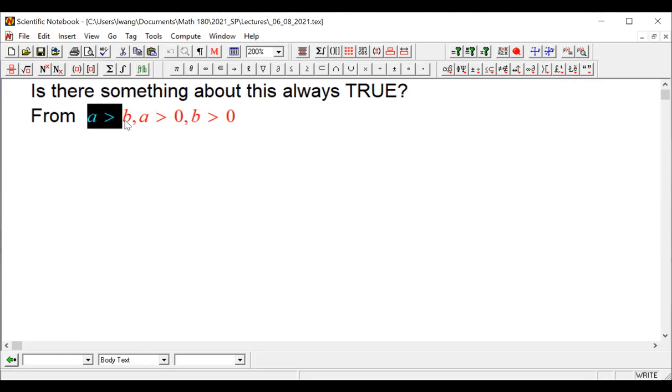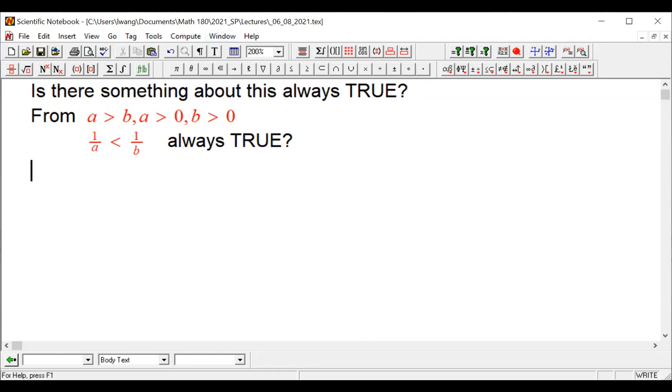So from here, A is positive, B is positive. Can we say that 1 over A is always less than 1 over B under the circumstances? Is this always true? The answer is yes.